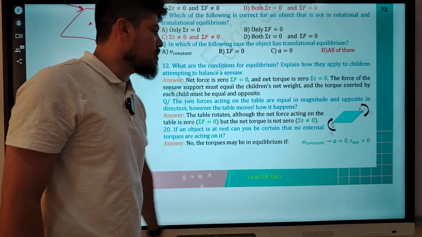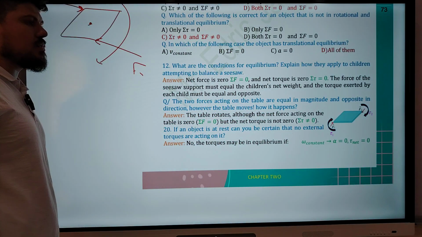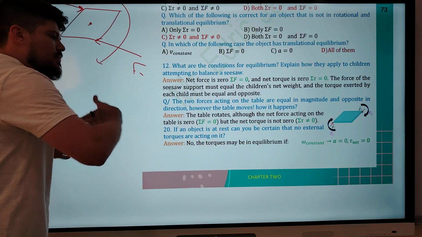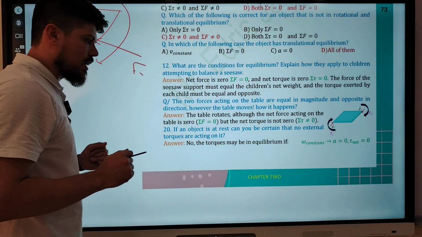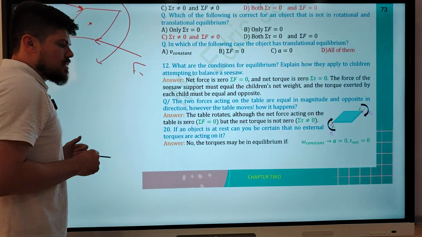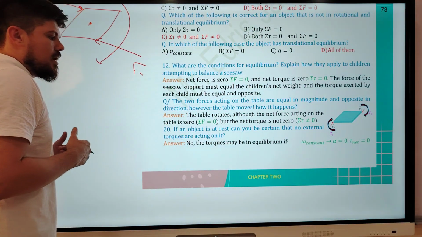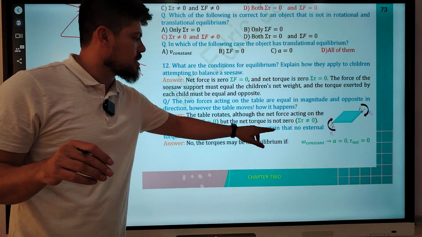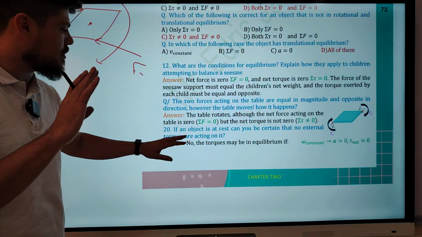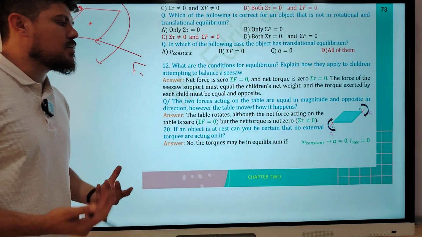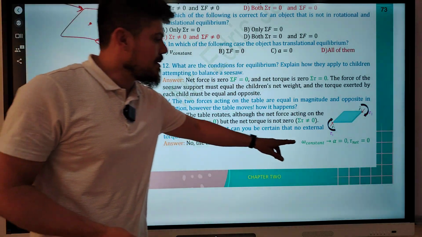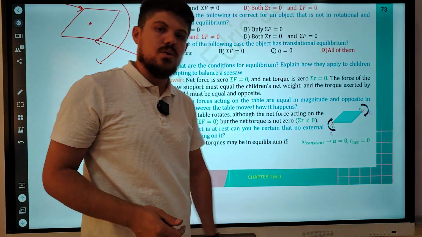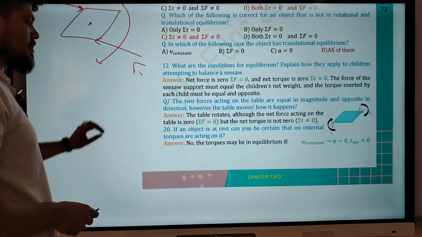Okay? If an object is at rest, can you be certain that no external torques are acting on it? No. For example, when the table is at its position without moving, there can be torques, but the two torques cancel. If an object is at rest, can we be certain the net external torque is zero? No, never. The torques may be in equilibrium. If omega is constant, when the object rotates with a constant angular speed, alpha is 0 and net torque is also equal to 0. Okay?